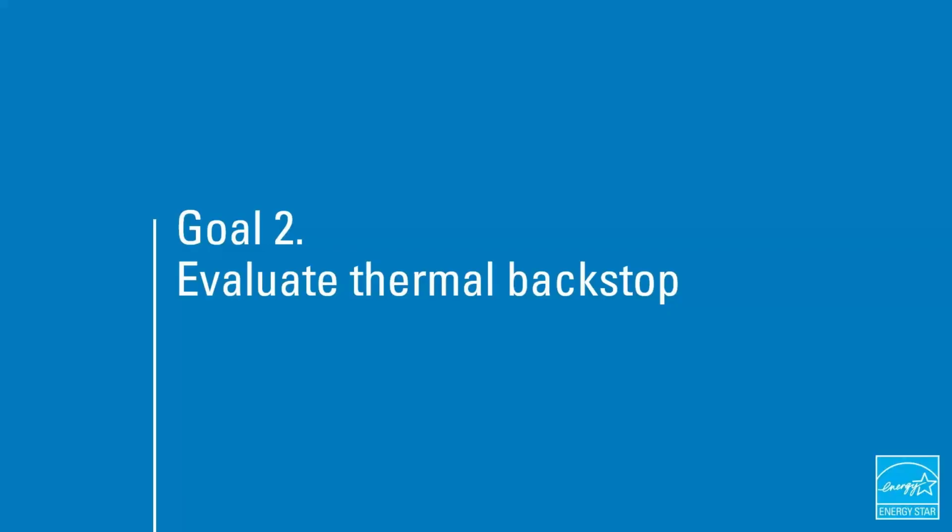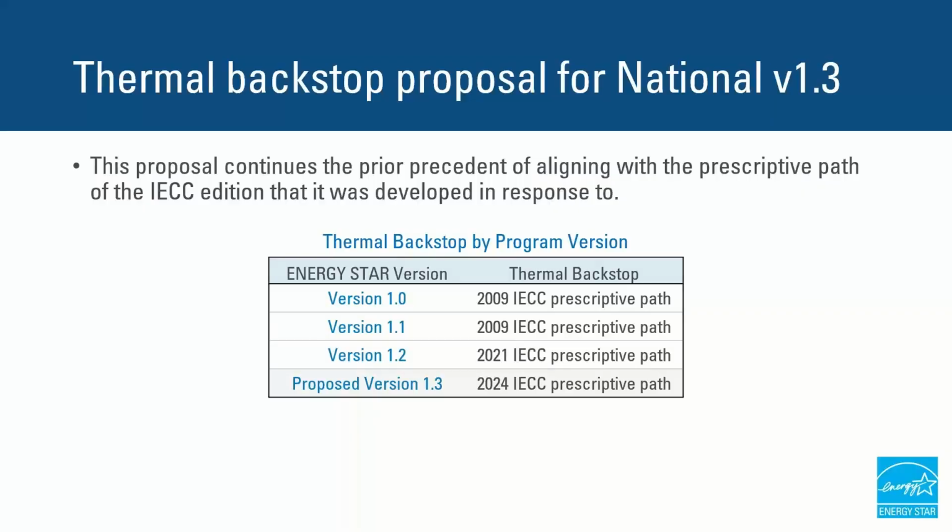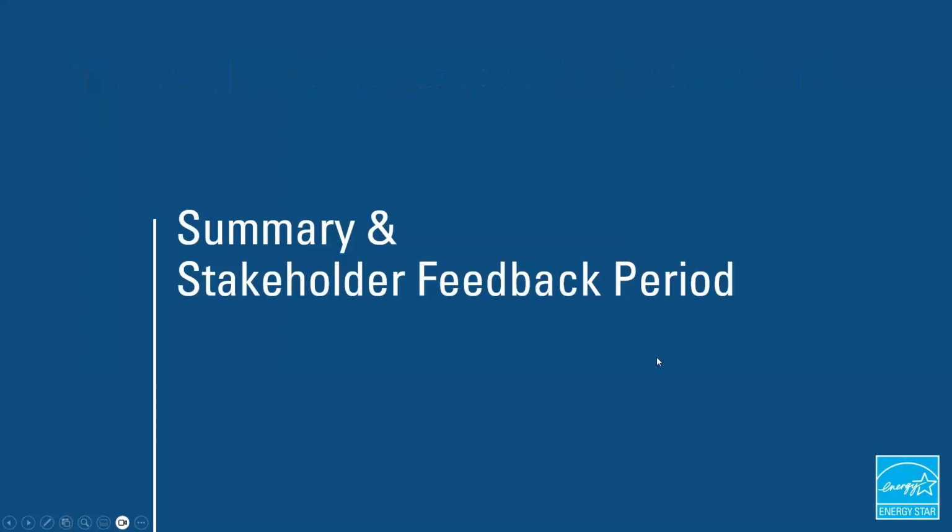And now we can move on to our second goal, which was to look at the thermal backstop. For this, the same analysis Dean noted for the single family applies to multifamily as well. So we're also proposing for version 1.3 to align with the 2024 IECC prescriptive path. For multifamily new construction, the backstop will be based on the residential and commercial chapters, just like it is in the current version. So that wraps up the proposal for multifamily new construction national version 1.3, and I'm going to pass things back to Dean to summarize things.